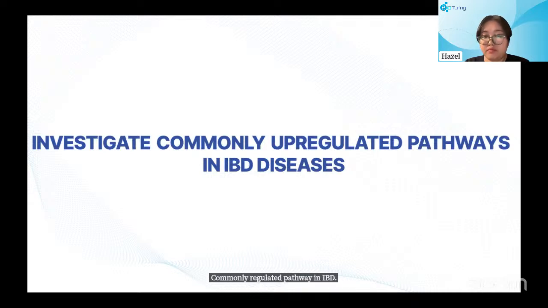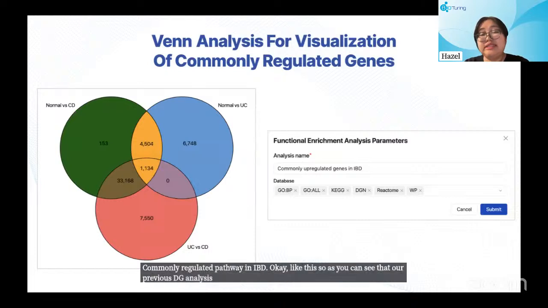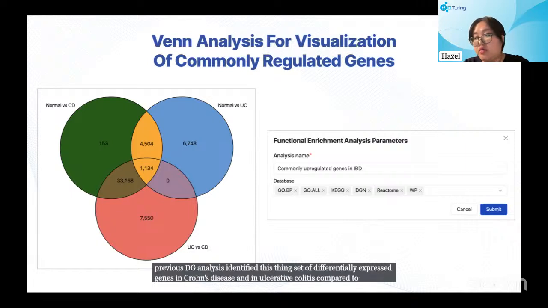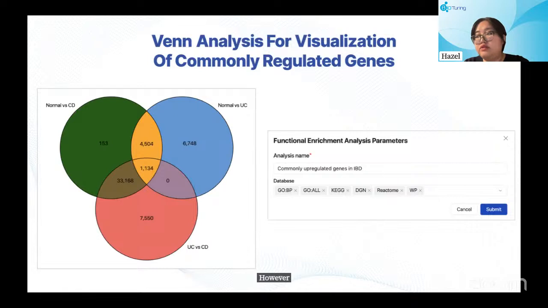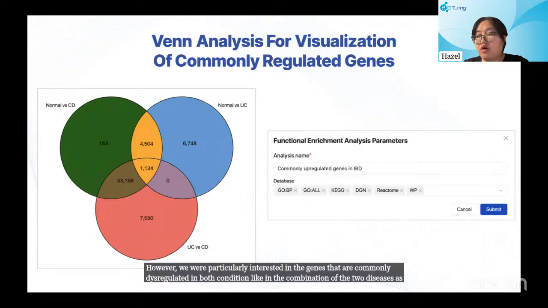As you can see, our previous DEG analysis identified distinct sets of differentially expressed genes in Crohn's disease and in ulcerative colitis compared to normal control. However, we were particularly interested in the genes that are commonly dysregulated in both conditions, as these might represent core pathological mechanisms in IBD.